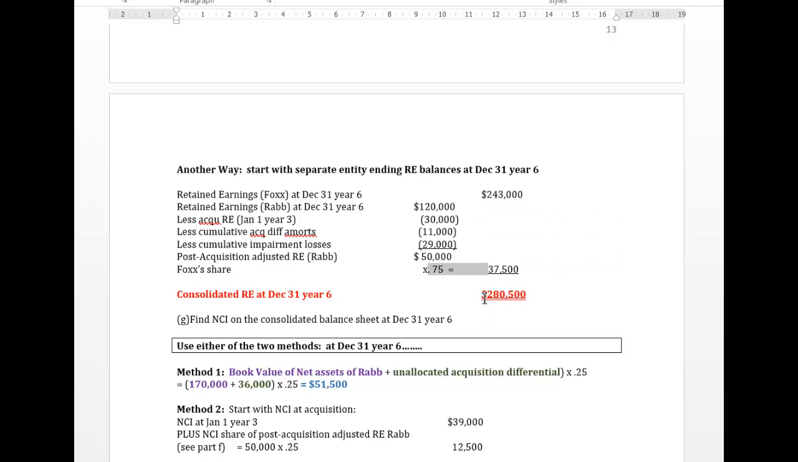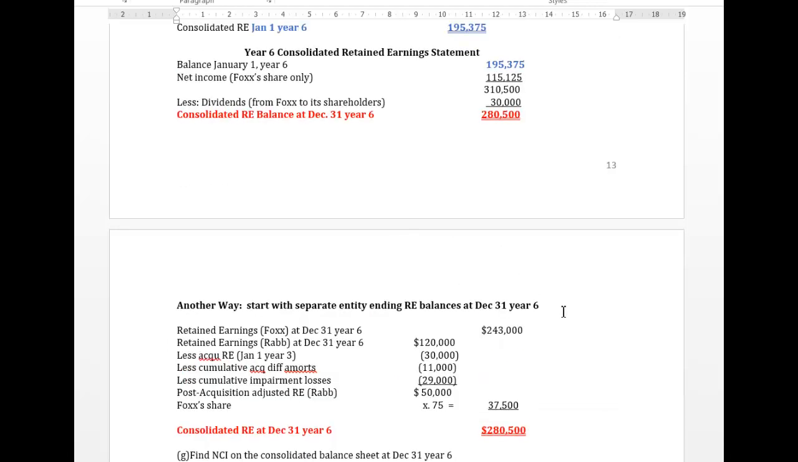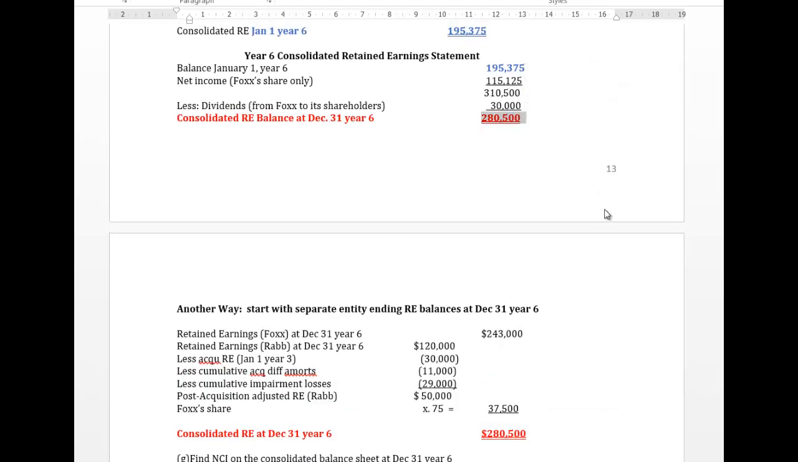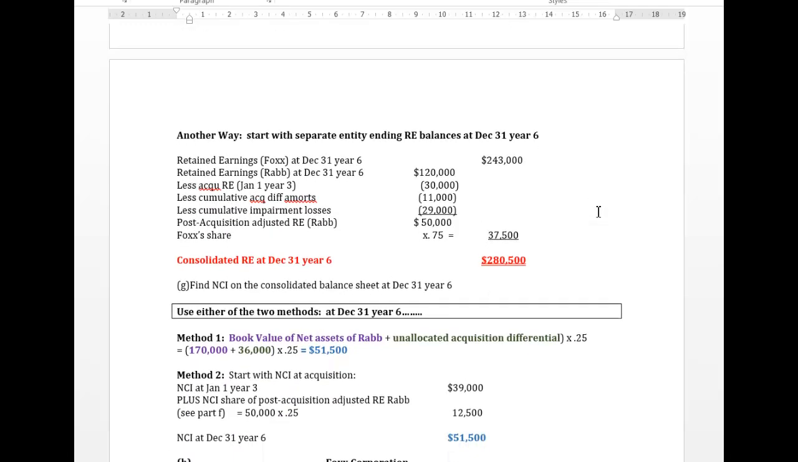So some students, when they see a statement of retained earnings, they say, wow, I can do it both ways to check it. Because here you see you're going to get $280,500 just as you did if you use the other way. So it is a little way to check if you're interested in doing that.